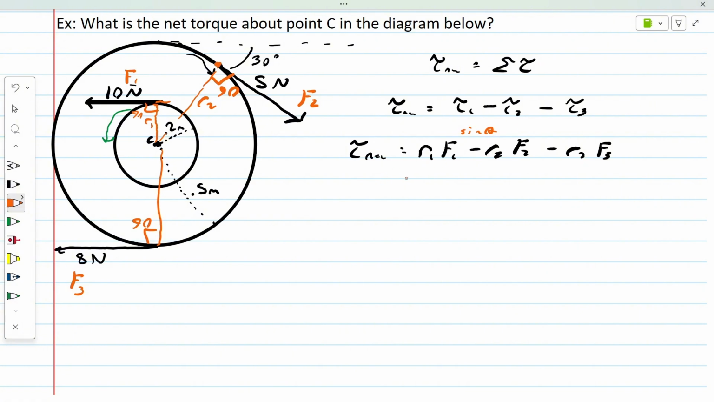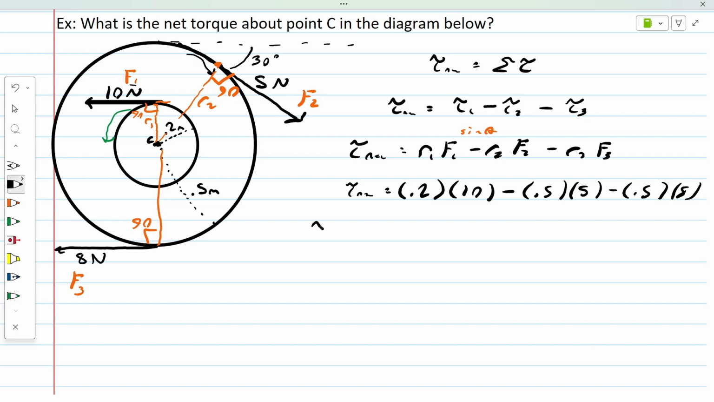And so now we need to determine our radiuses, which should be pretty simple. Radius 1 for this force right here is just this inner circle, which says 0.2. So we'll plug that in, and force 1 is 10 newtons, minus radius 2, which is this outer circle, which is 0.5. So we have 0.5, force 2, which right here is 5 newtons, and then radius 3, which is also 0.5, is 8 newtons.